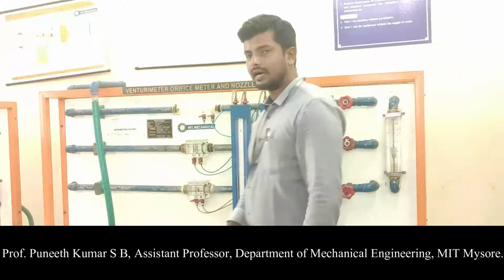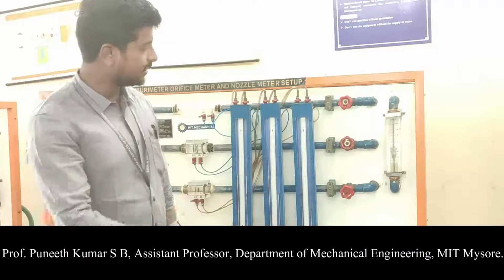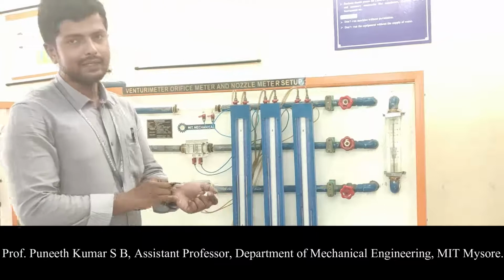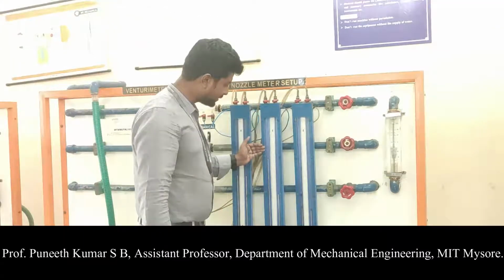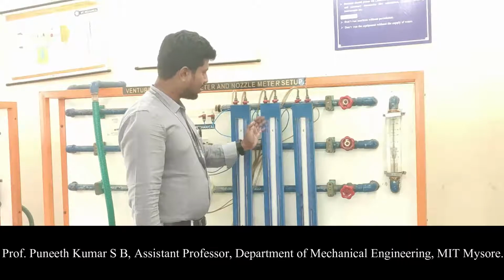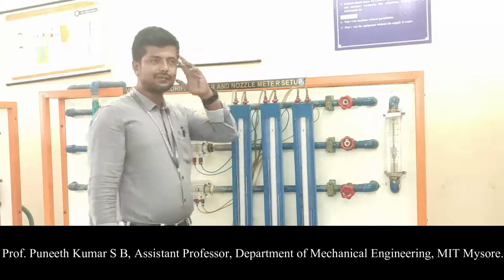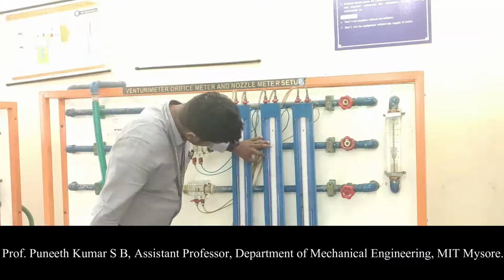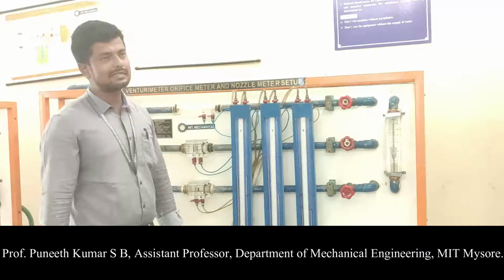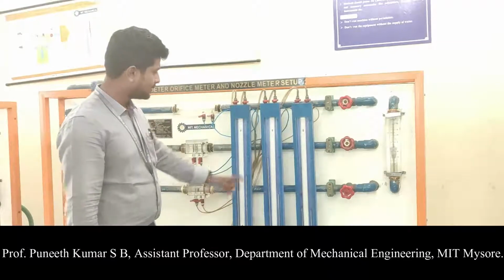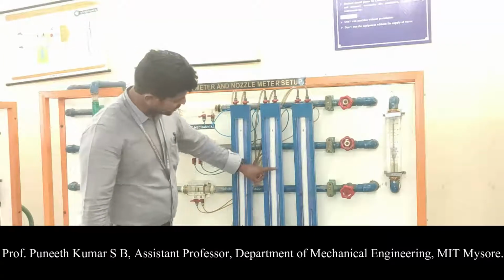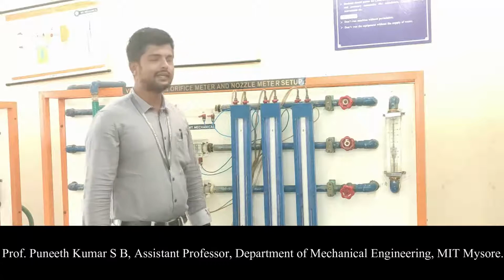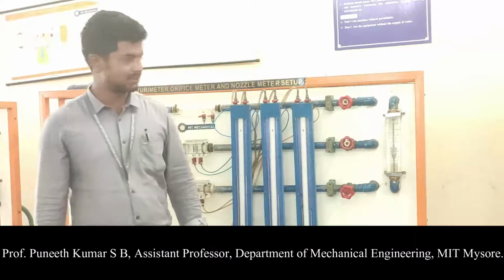Now I have set the rotometer reading for a value of 28 liters per minute. Now let us once again take the reading of the U-tube manometer. The left hand side reading is 8.7 centimeters, and on the right hand side it has gone down by once again 8.9 centimeters.